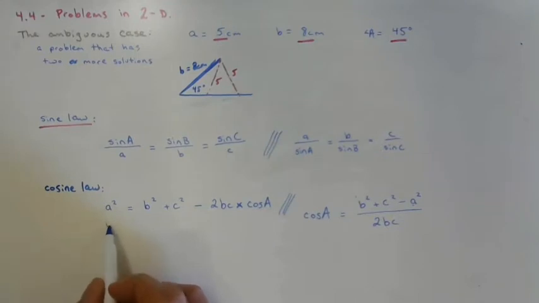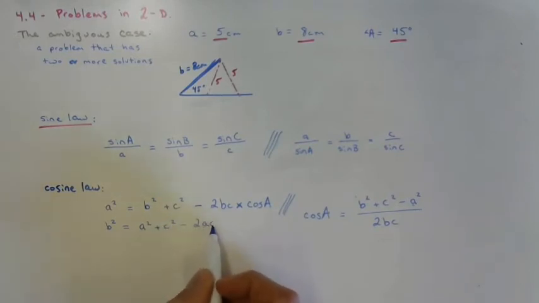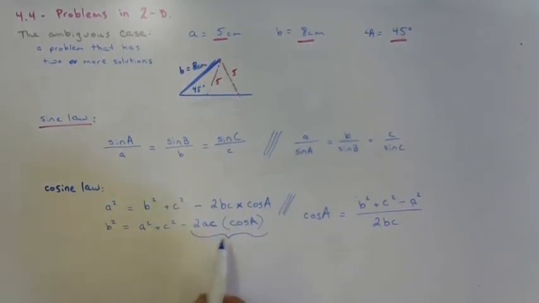I could rewrite this in terms of solving for, maybe b is my missing side length. Then I would have a squared plus c squared minus 2 times a times c times the cosine of A. Notice this multiplication symbol, I'm only putting it in there so you can see that it's multiplied and doesn't get confused with the c here. So it's 2 times a times c times the cosine of A. This is all a big multiplication that happens all at once. Then you subtract this from that, take the square root of both sides, and you'd get the missing side length. Okay, that was too long.